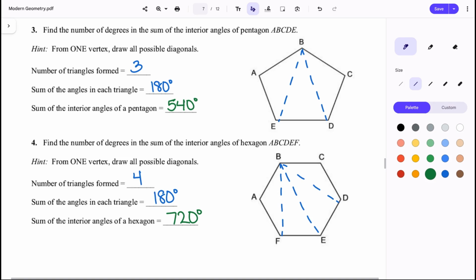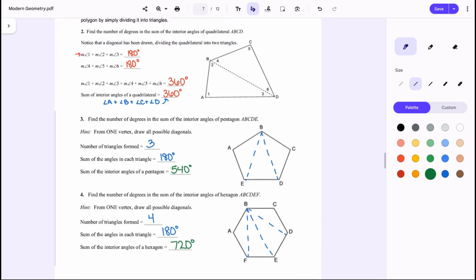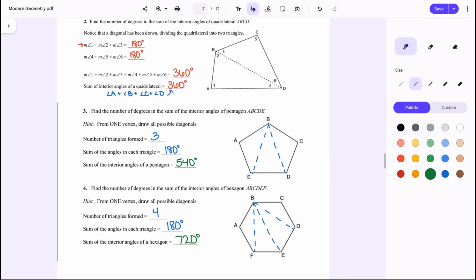Okay, so before we go to the backside, can anyone make a generalization about the process here? If I had any shape out there, what could I do? Use one vertex and draw the triangles, and then multiply 180 times the number of triangles. Okay, so let's even just think about this before we go to the next page. The last shape we had there was a hexagon. That had 6 sides. Let's go to an octagon.